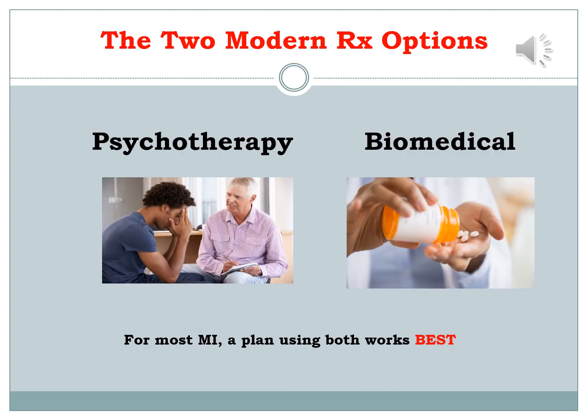Let's consider the two modern options to the treatment of mental illness. Both your HMO would be happy to pay for. One would be psychotherapy, in other words, talk therapy. The other would be all the medically based treatments. For most mental illnesses, a plan using both works best.